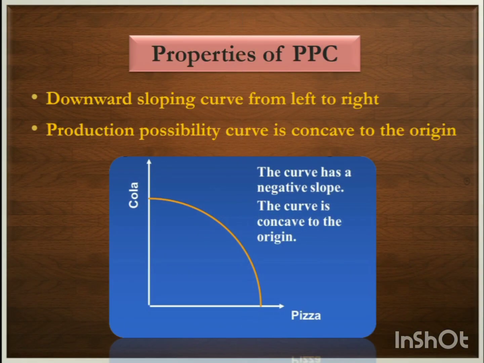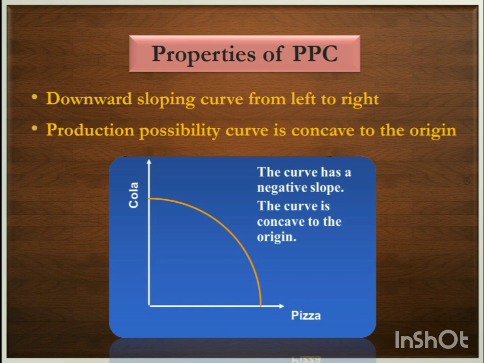Next, we are going to properties of production possibility curve. The production possibility curve has two basic properties. First, it is a downward sloping curve from left to right. It is so because to increase the production of one good, we have to decrease the production of the other because of limited resources. Because of this inverse relation, PPC is negatively sloped.